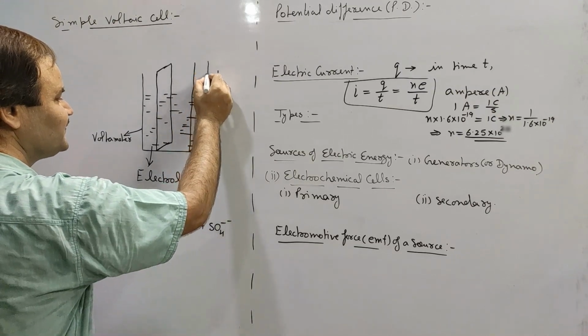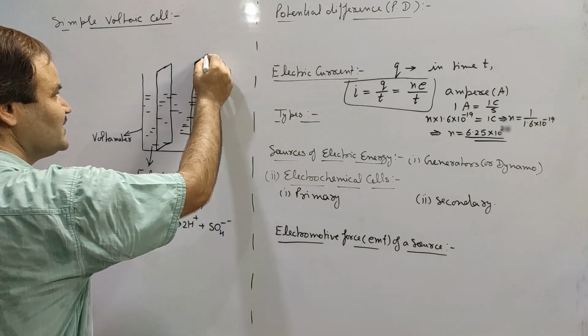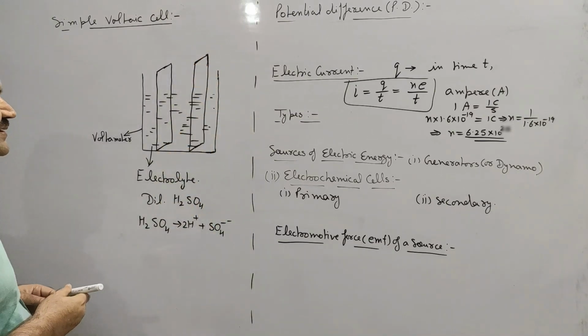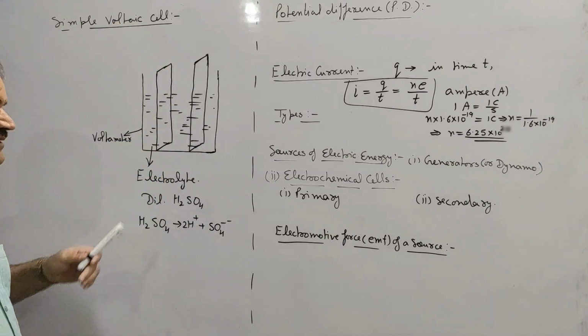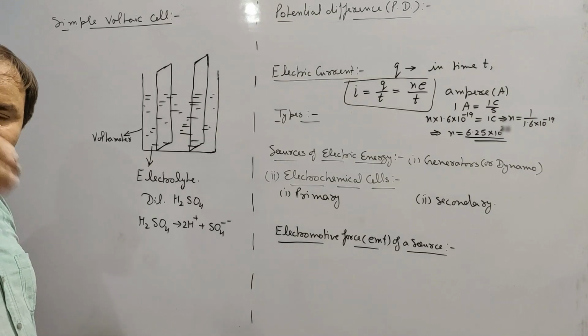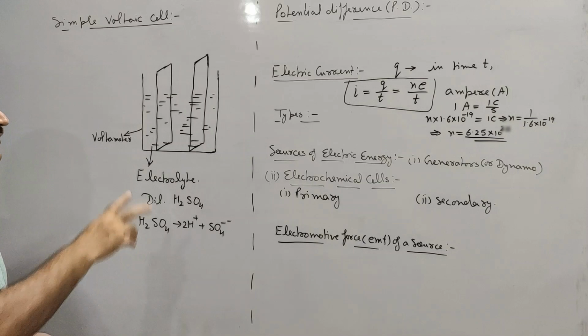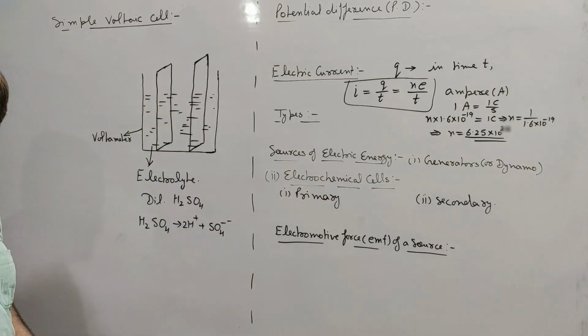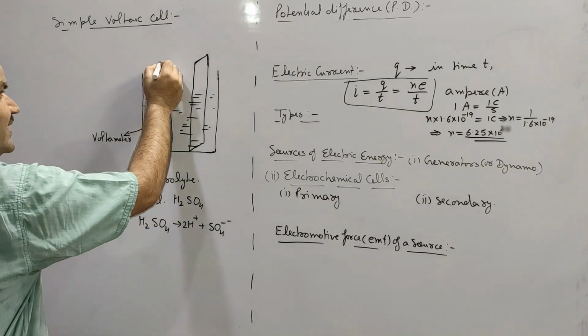These two plates will be made up of some suitable materials such that when dipped in electrolyte, one of them will lose electrons while the other will gain electrons. And it is the nature of these materials, and because of that nature, one of them will acquire a positive charge and hence positive potential.